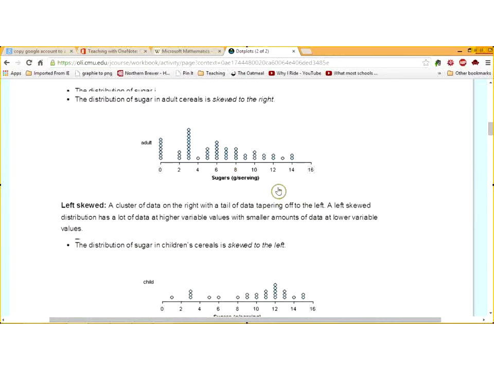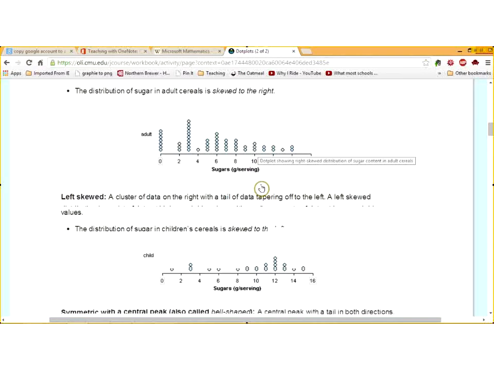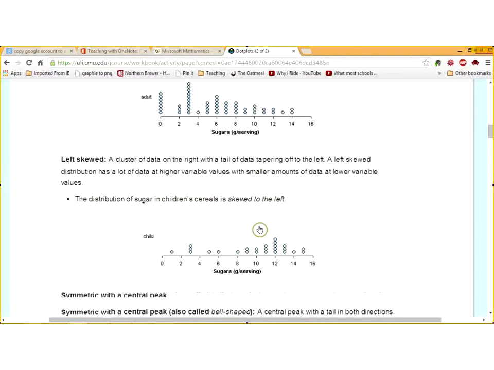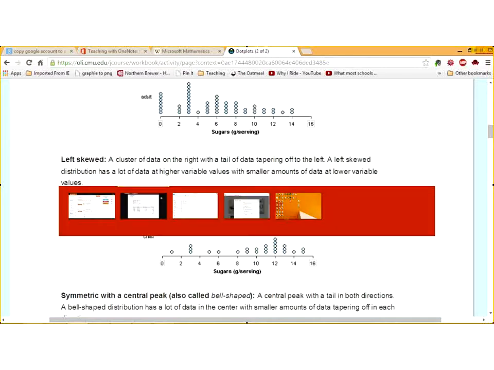And this is an interesting graphic. This is cereals marketed to adults, and you see most of those are somewhat low in sugar, with sugar dropping off fairly rapidly as you increase. So that's right skewed. But for children, the cereals tend to have more sugar, and then they trail off more to the left, so that's skewed to the left. So basically, the direction of the skew is the direction of the long tail.